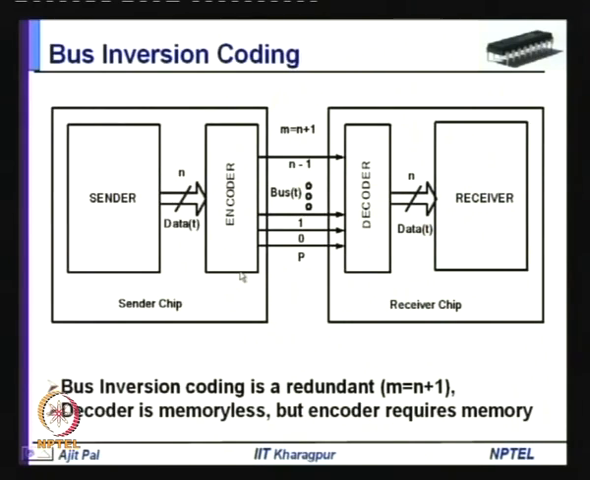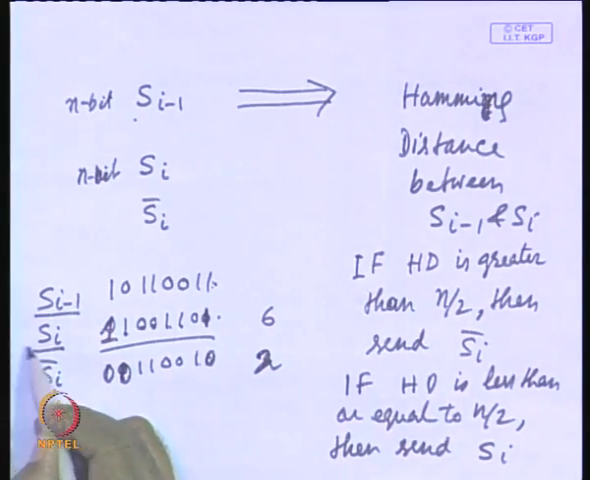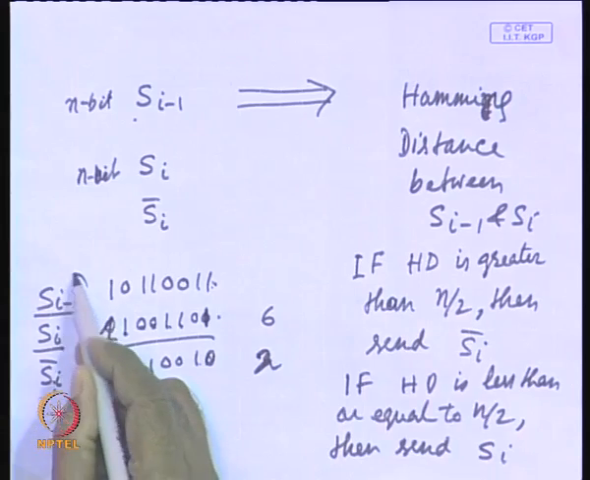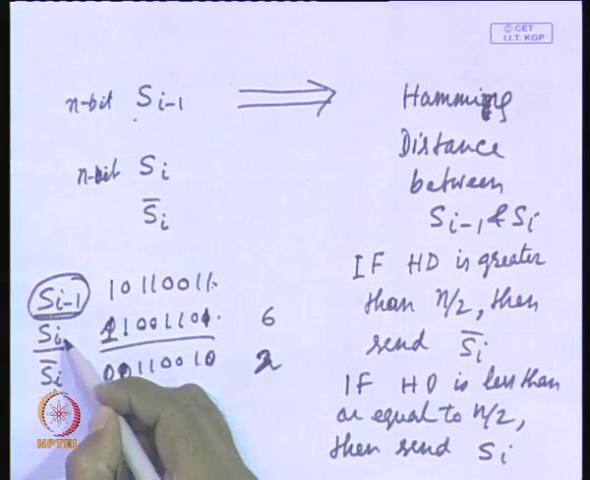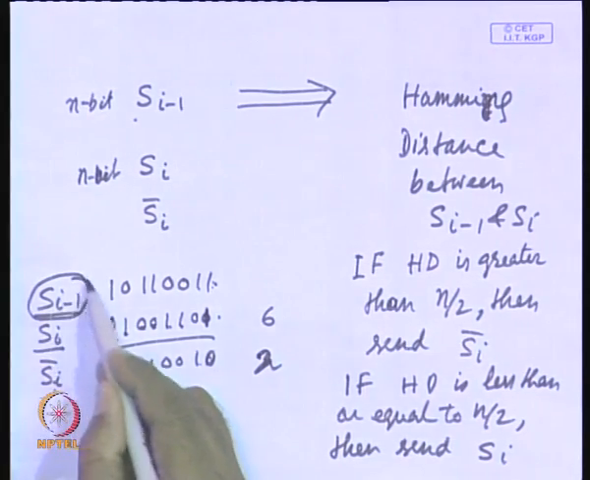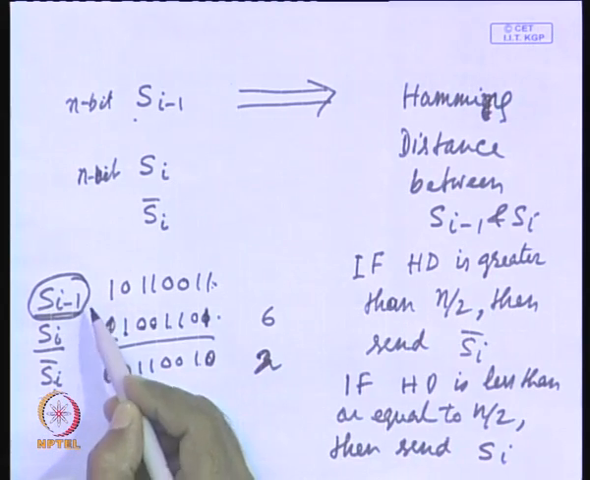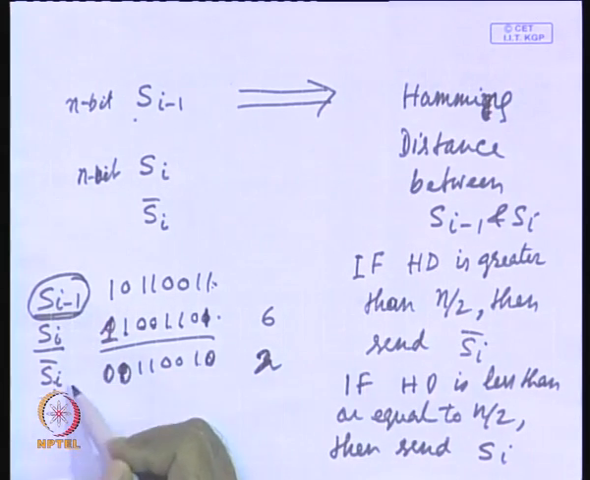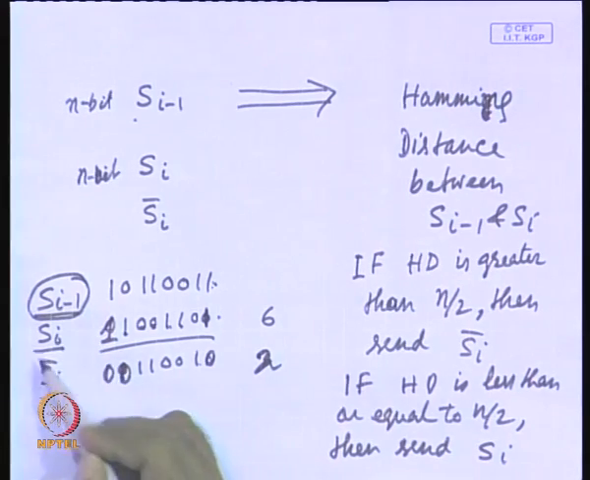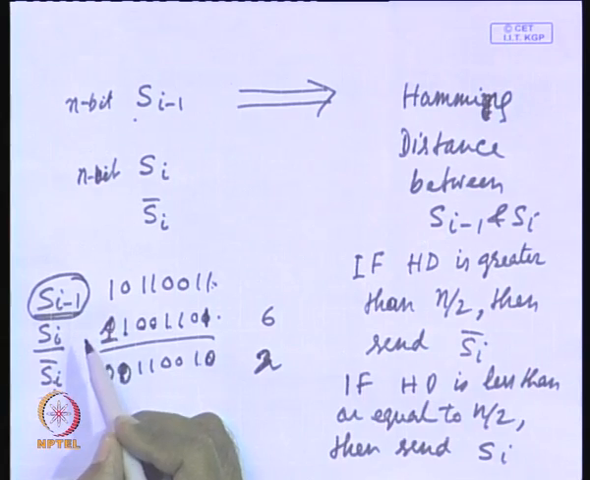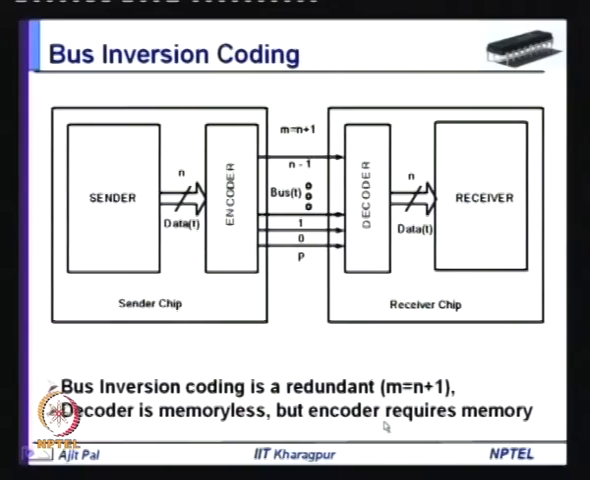Why will the encoder require memory? The reason is, when you are transmitting Si or Si bar, you have to preserve Si minus 1 and compare it with Si. So, the code that you will be sending is dependent on the past history, what was sent earlier, and you have to compare with respect to that whether the Hamming distance is increasing or decreasing by sending Si, and accordingly you will be taking the decision, and as a consequence the encoder will require memory. However, your decoder will be memoryless.